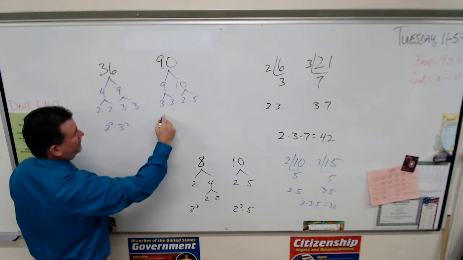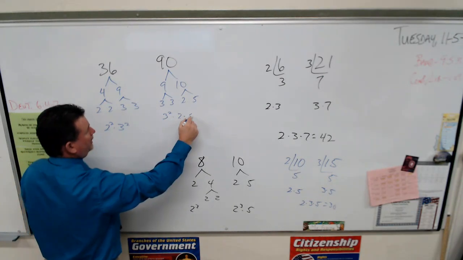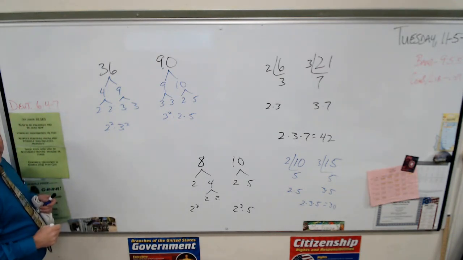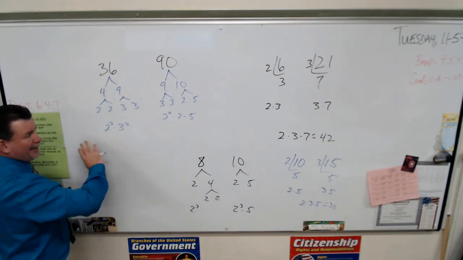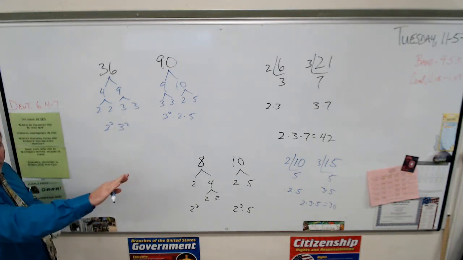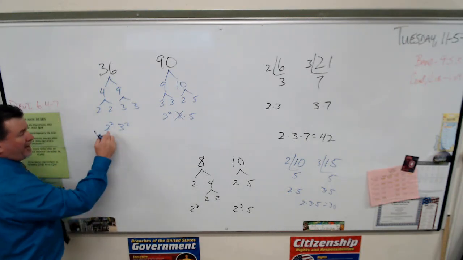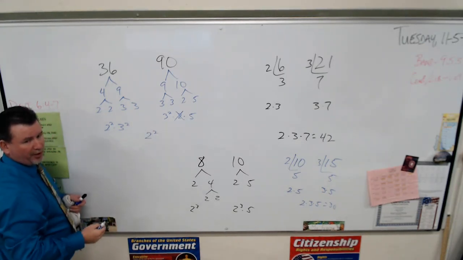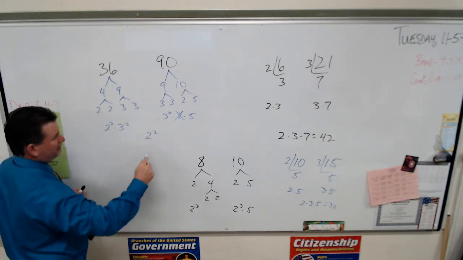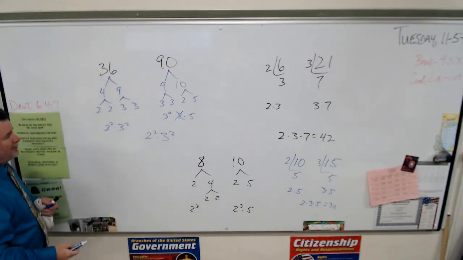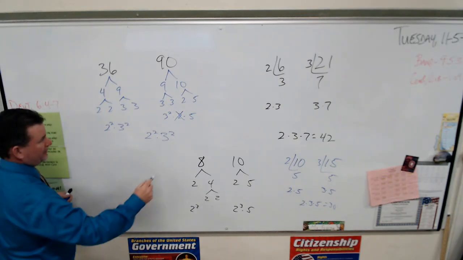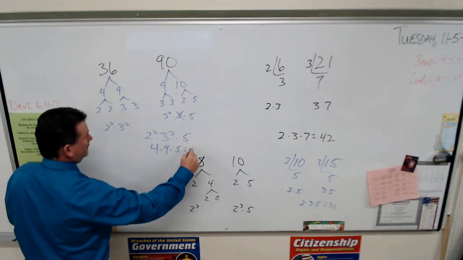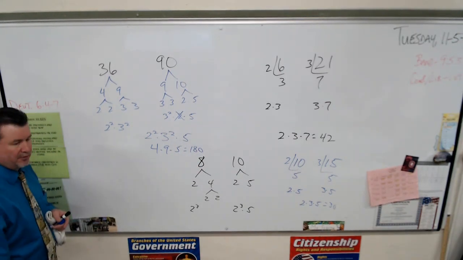For 90, I get 3 squared times 2 times 5. Am I going to use a 2 or a 2 squared? 2 squared. I got to use a 2, a 3, and a 5. I got to use all of them. I'm not using this guy because I have a squared over here. Am I going to use 3 squared or 3 squared? The middle. Do I have to use the 5? Yeah. Got to use them all. 4 times 9 times 5 is 180.